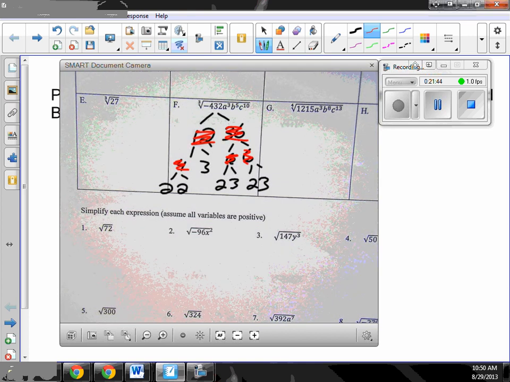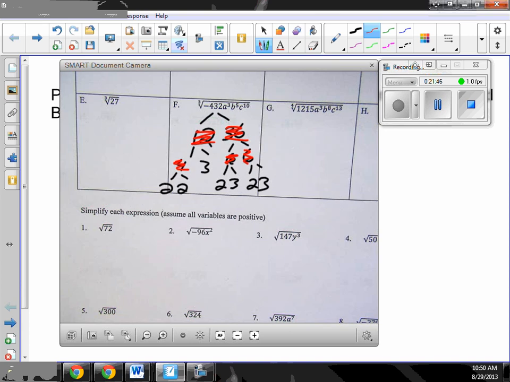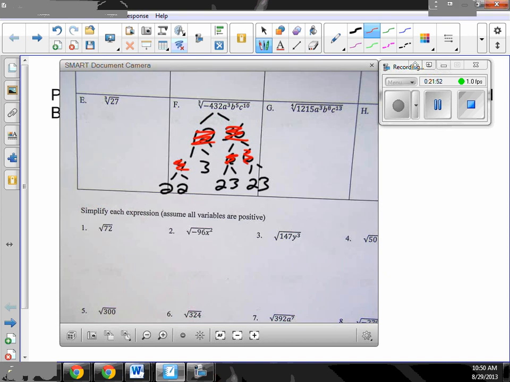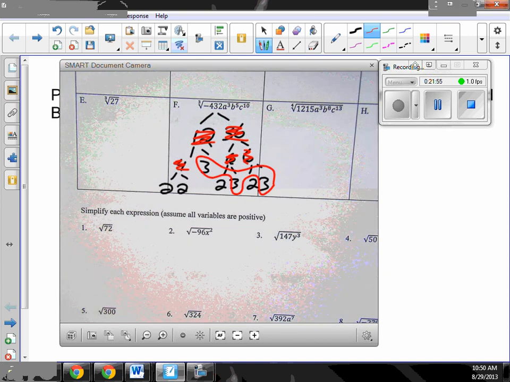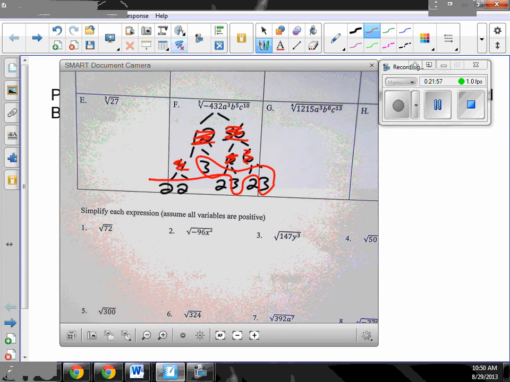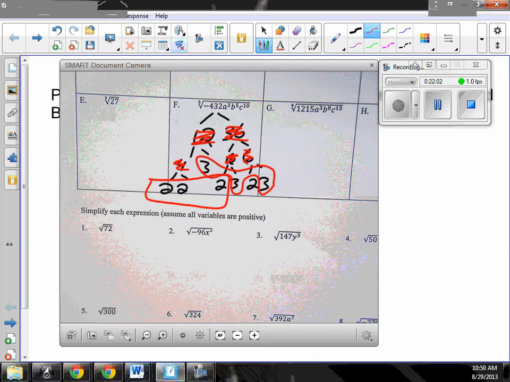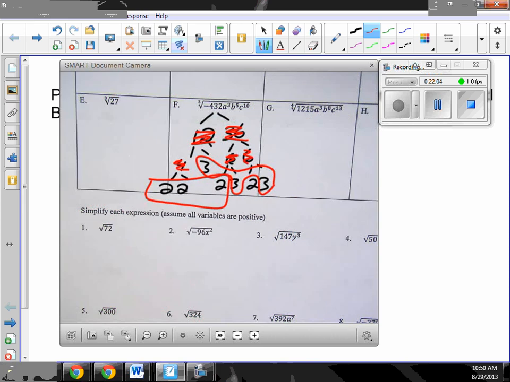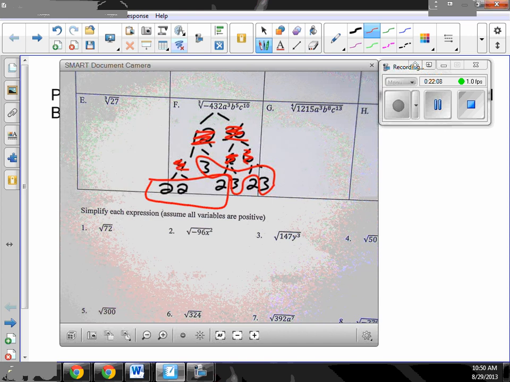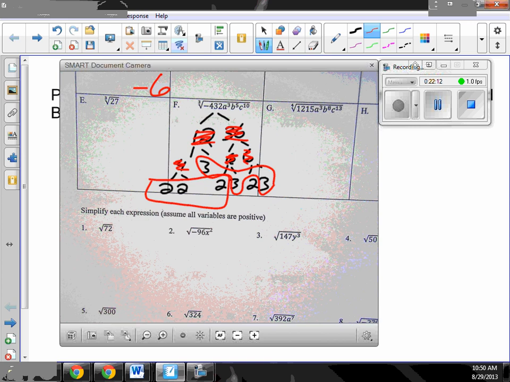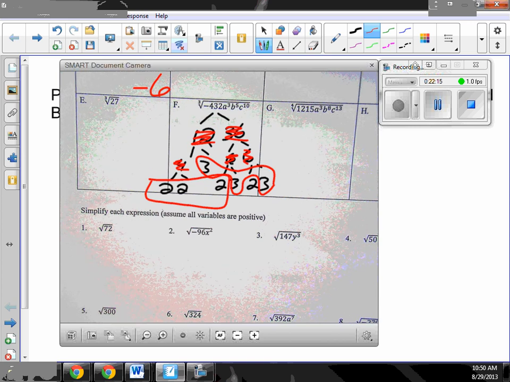What am I looking for? I'm looking for triples. What triples do you see? I see triple threes. Looks like a llama. So my outside number is going to be... -6. I'm going to pull that negative out front. So -6. Now I look at the variables and I'm looking for triples.